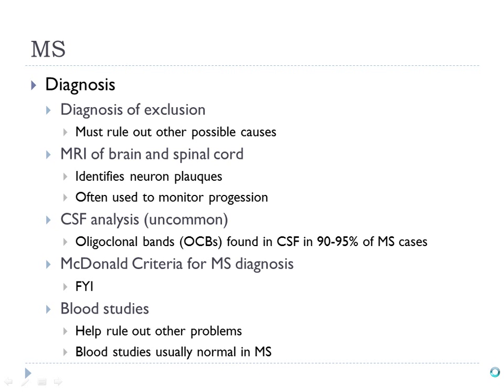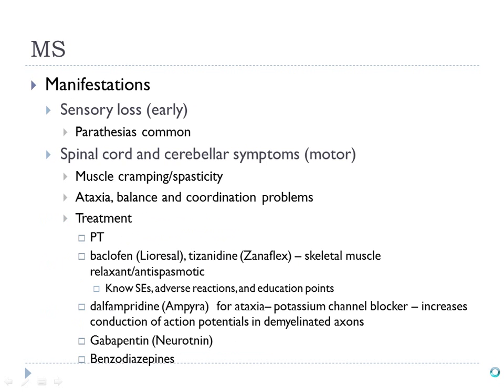There is a criteria to diagnose MS. It's manifestations and things, but you don't have to memorize that criteria. I just wanted to tell you that. But again, other things are ruled out. So blood studies, thyroid and things like that, testing autoimmune antibodies. But there's really no abnormal blood findings with a person with MS.